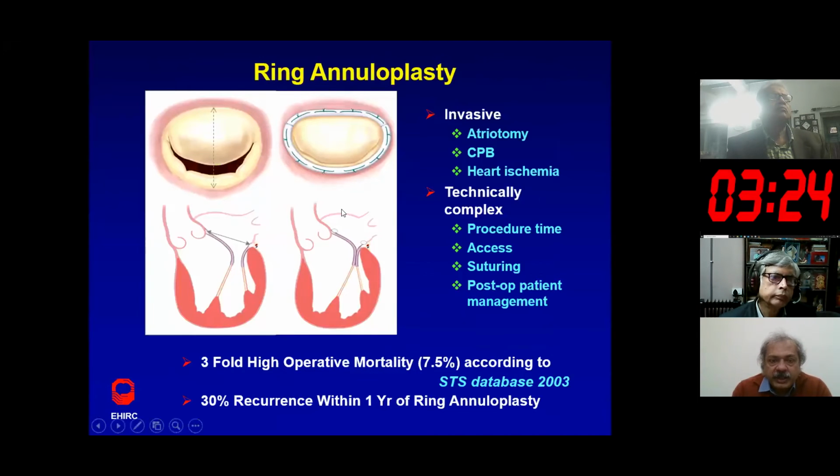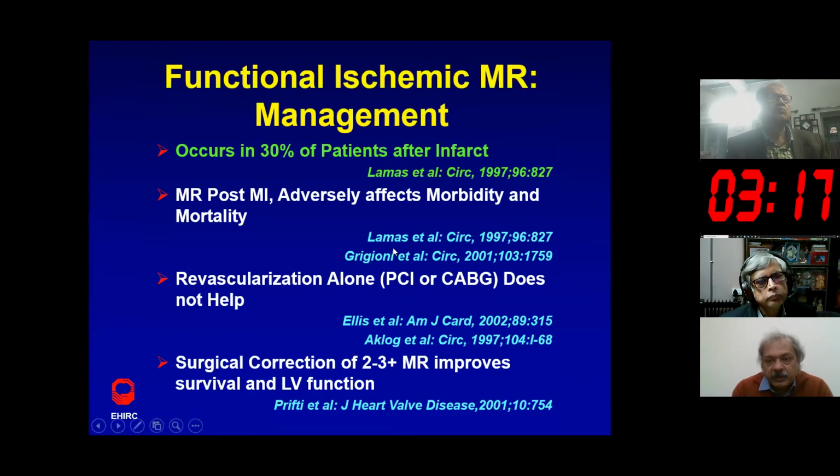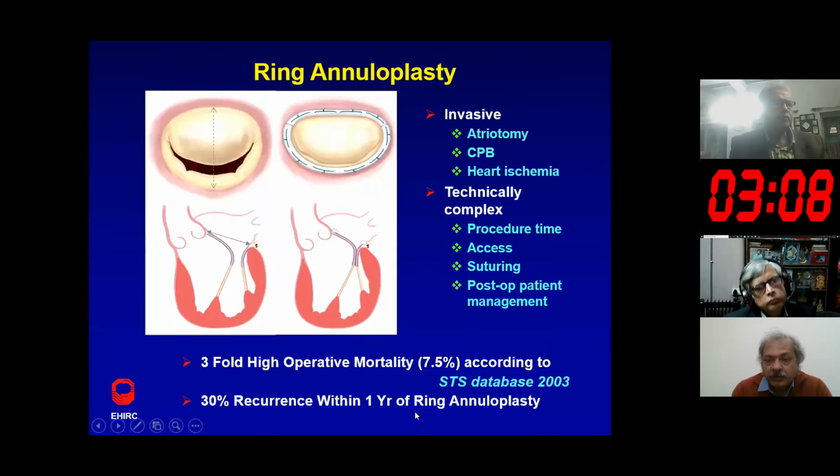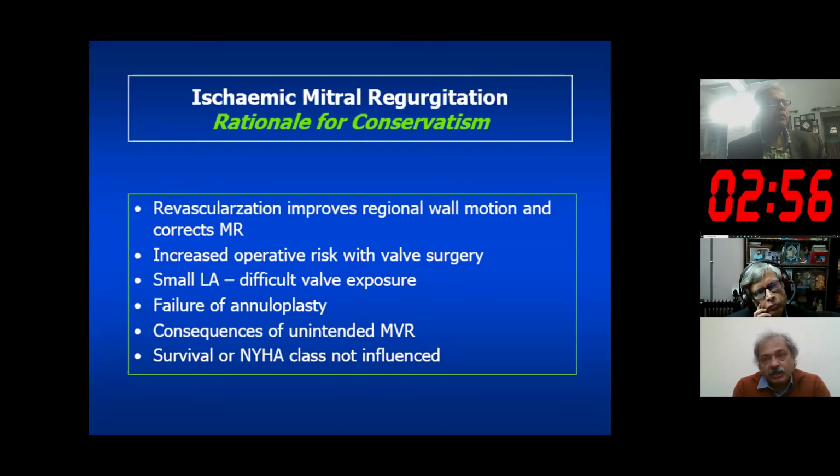The commonest is ring annuloplasty. But the problem with this is that this came in 2003. A paper in 2001 said that surgical correction of 2 to 3 MR improves survival and LV function. And soon after, in a couple of years, the STS came and said that there is a 3-fold higher operative mortality, and there is a 30% recurrence within 1 year of ring annuloplasty, which is almost something that you should probably not do.